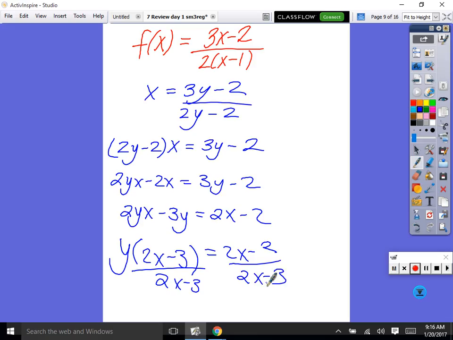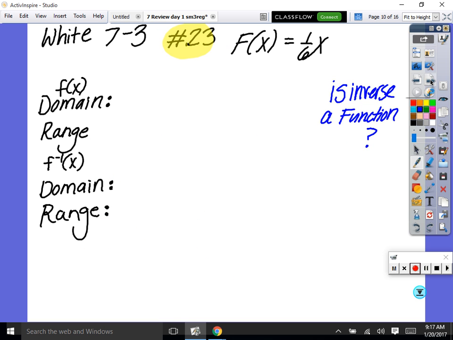So how many got it 100% right? Good. Awesome. Good. Those of you that are still working on it, keep working on it. Hey, what I want you to do is go to the white page on 7-3. So 7-3, go to the white page. Number 23. We're going to answer this question.